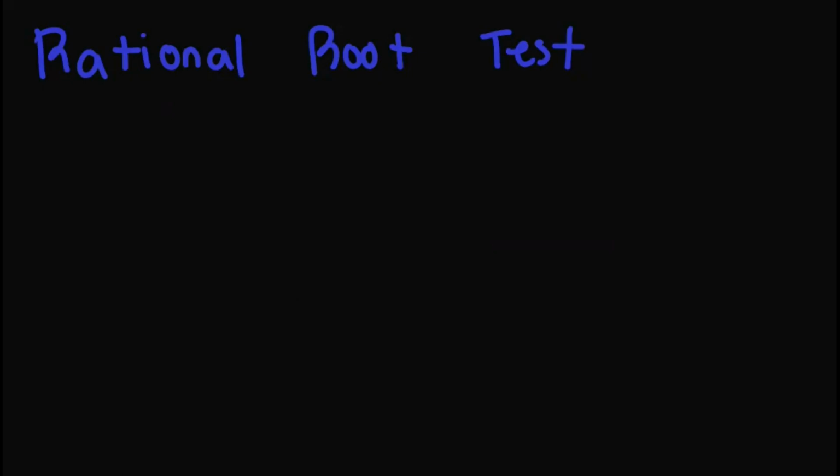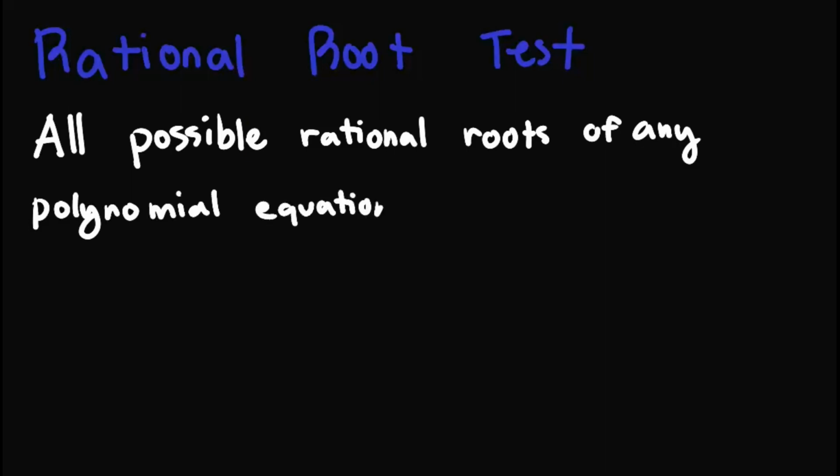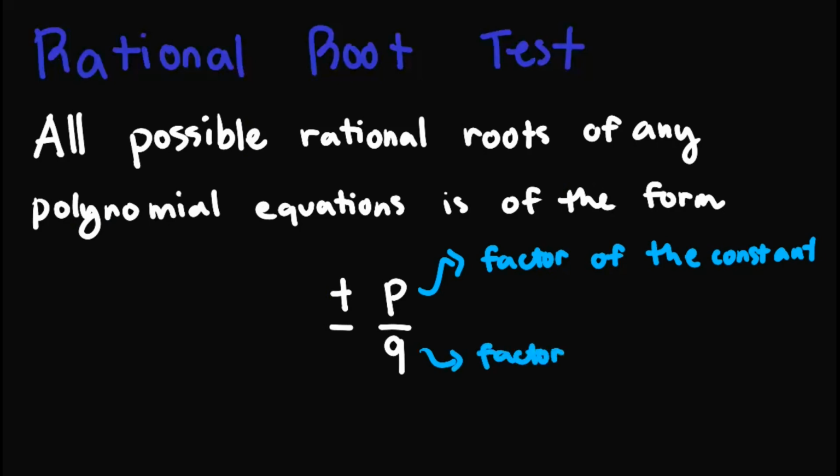So for the rational root test, all possible rational roots of any polynomial equations is of the form, this is the important part, it is of the form positive negative P over Q, wherein P is a factor of the constant and Q is a factor of the leading coefficient.